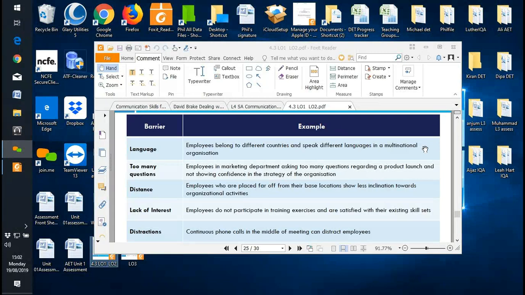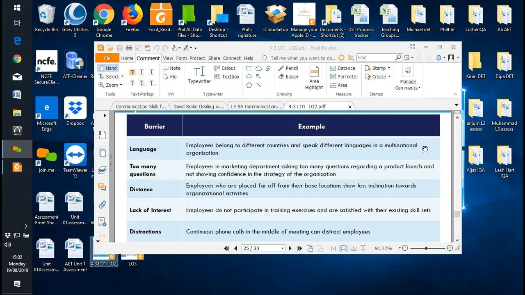Employees in a marketing department asking too many questions regarding the product or the launch, or not showing confidence in the strategy of the organisation. If the strategy had been messaged correctly, then the questions would reduce.